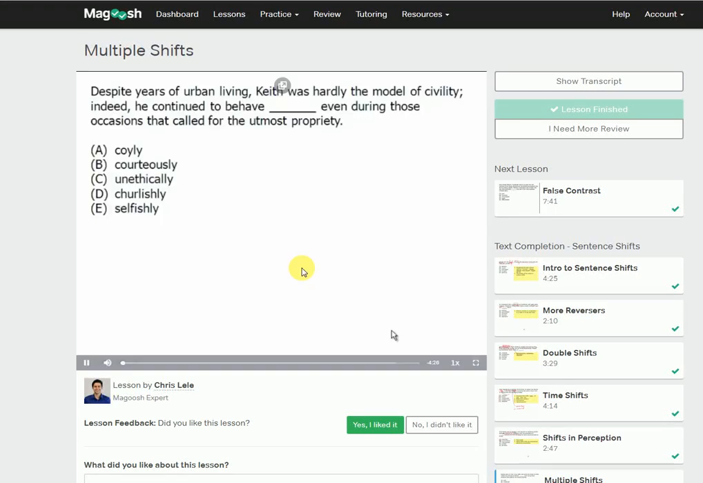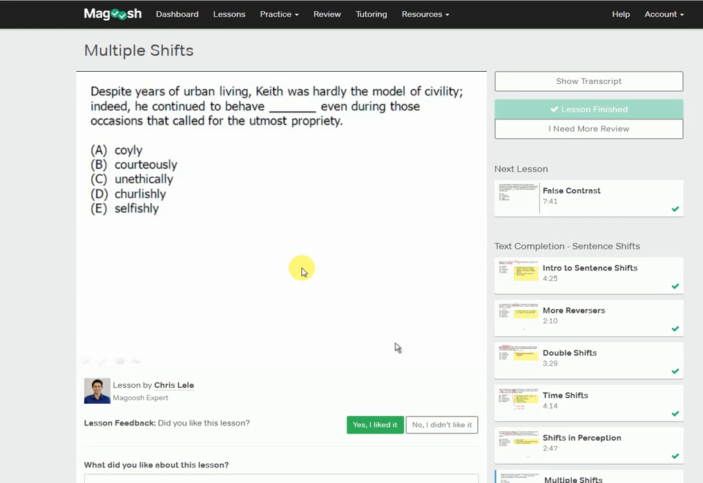In this video, we are going to go through some complex sentences in terms of their structure. You're going to notice some double shifts, some false shifts, etc. So let's read this one first, and of course we're going to note the structure.